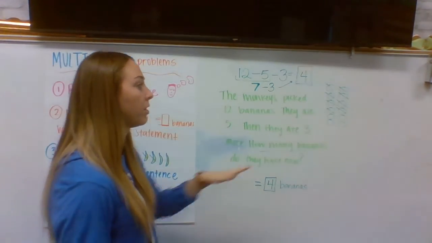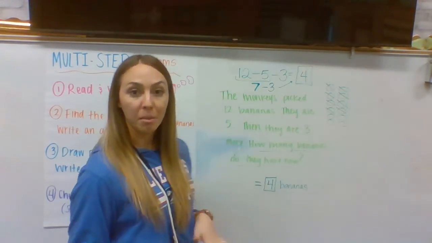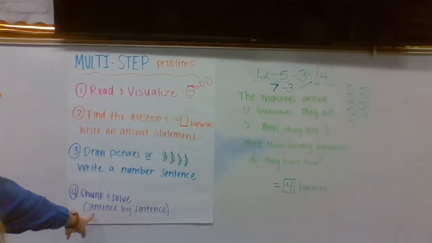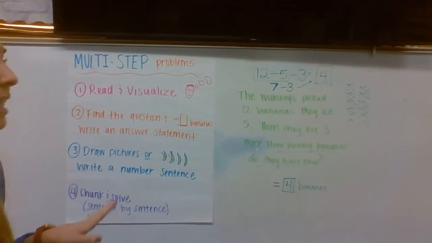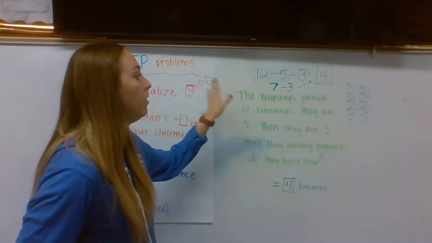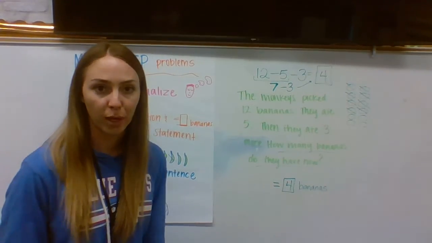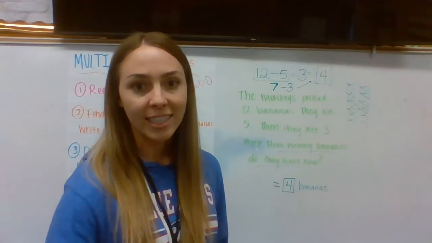Draw pictures, usually just circles, not actual photos of bananas. Or write a number sentence, depending on what you prefer. If you're more of a visual learner, you're going to like the pictures. If you're more of a numbers person, you're going to like the number sentence. And then from there, you can chunk and solve sentence by sentence. Start with 12, take away 5, take away 3. How many do you have? 4. So we're going to be practicing these. Good luck.